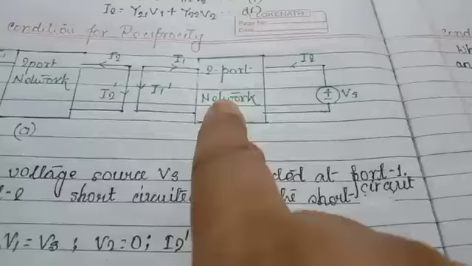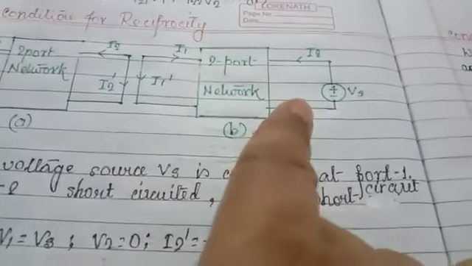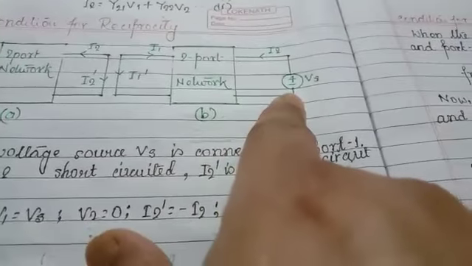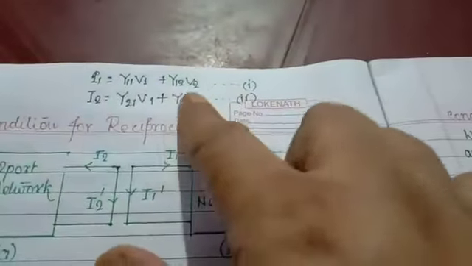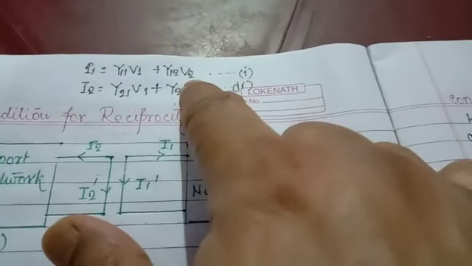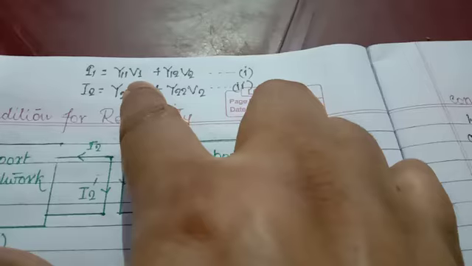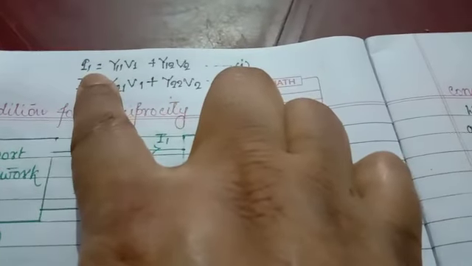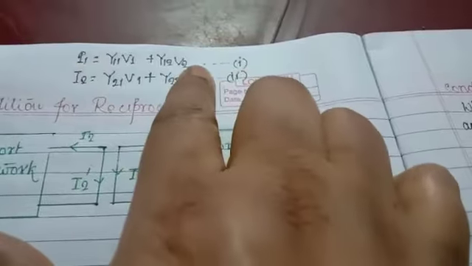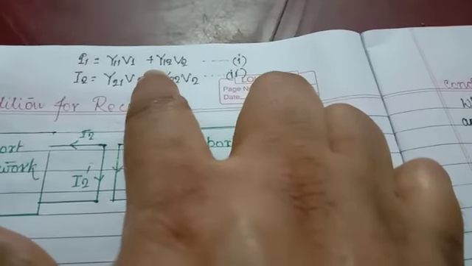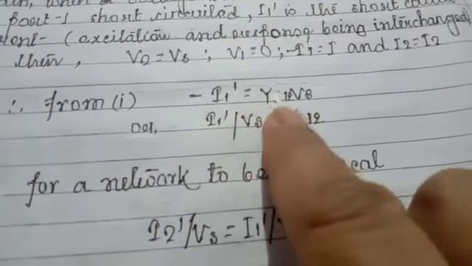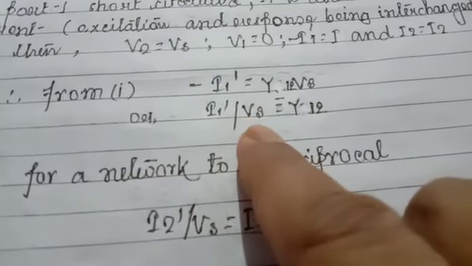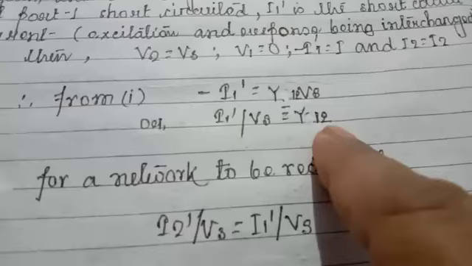Again, when the source and the excitation are interchanged, V2 equals Vs, V1 equals 0, and I1 equals minus I1 dashed. If I put it in this equation, minus I1 dash by Vs will be equal to Y12. That means I1 dash by Vs is equal to minus Y12.